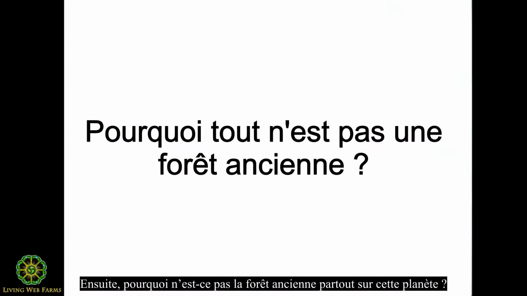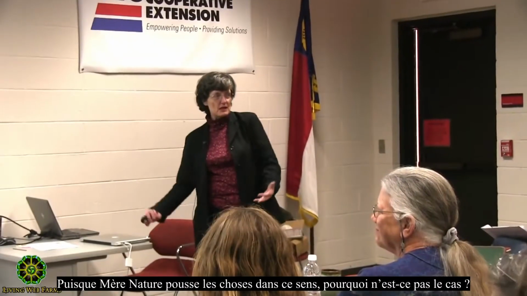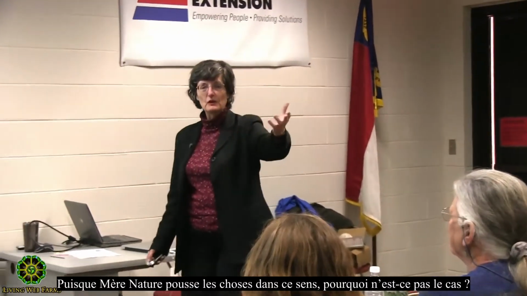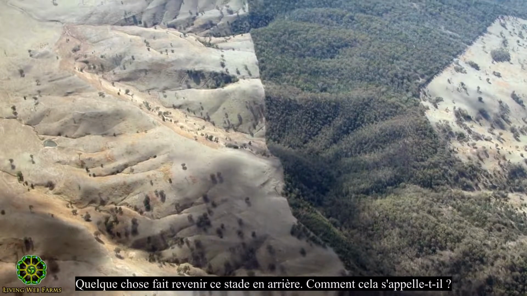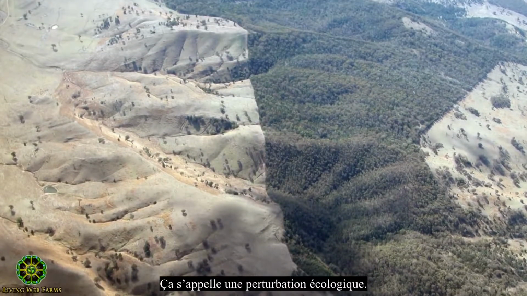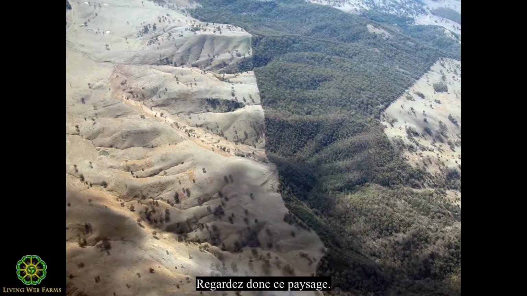So, why isn't everything an old growth forest on this planet? If Mother Nature is pushing everything that way, why isn't everything an old growth forest? Something is taking us from this and making it go backwards. What is that called? It's called disturbance.